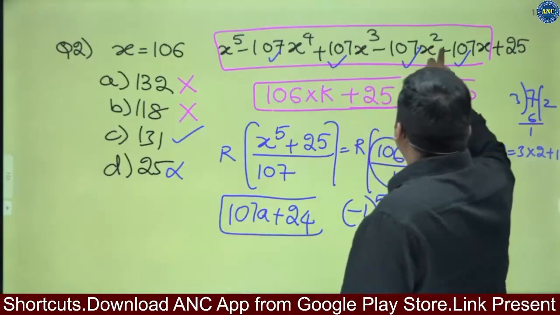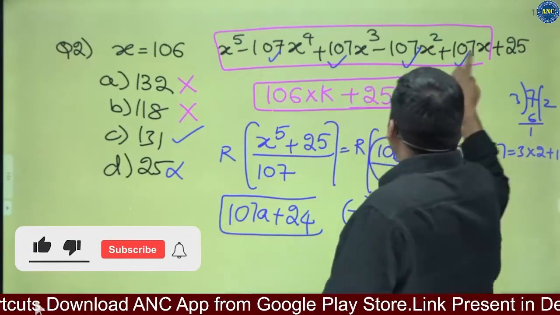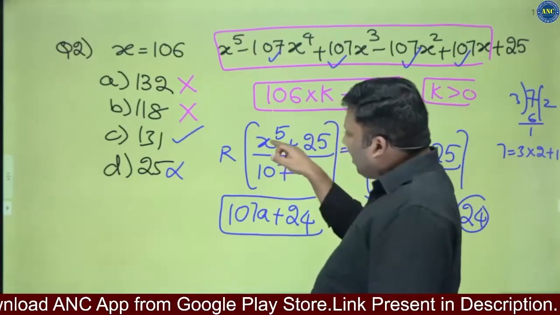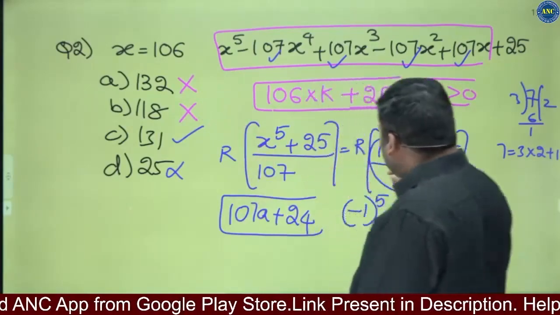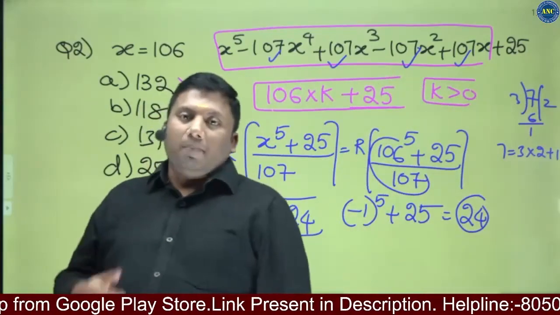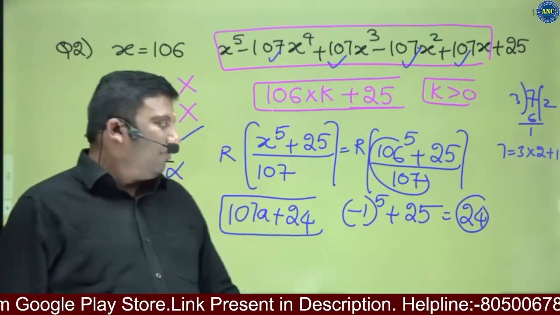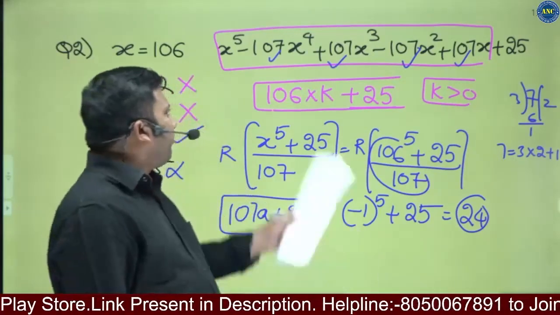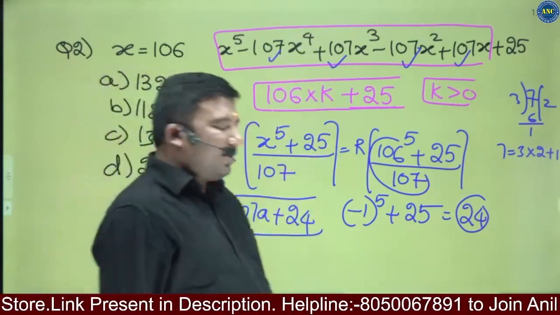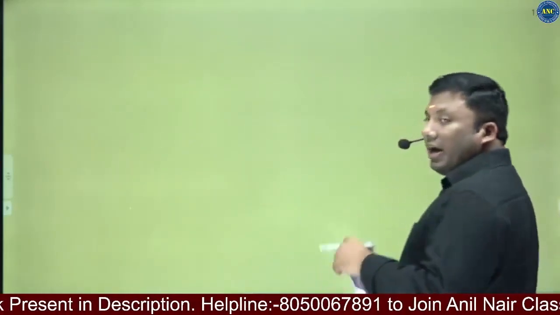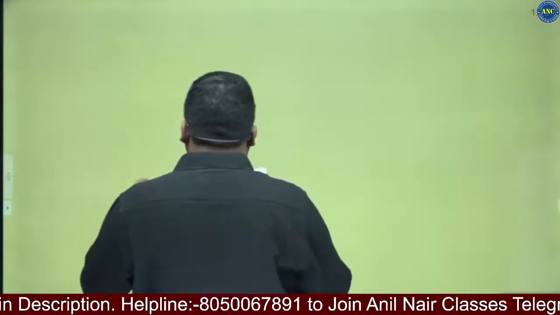All are divisible by 107. X power 5 plus 25, X divided by 107, X is 106. 107 minus 1, power odd, is minus 1, plus 25 is 24. The answer when divided by 107, the remainder should be 24. You don't need to write 107 as x plus 1 and do a complicated calculation. I hope these two logics are clear. Now see the magic that is getting unfolded.